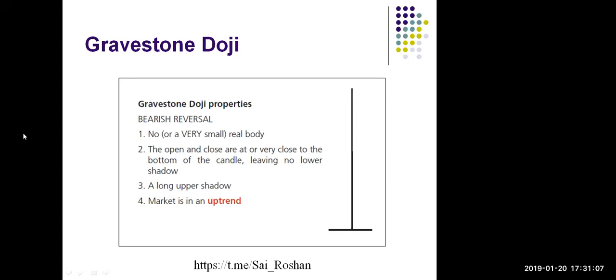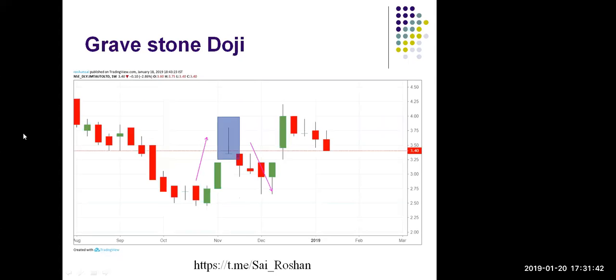The closing price and the opening price are all the same. So you have a shooting star, and when the real body is not there, you get a doji. That's all, as simple as that. It has no or a very small real body, the open or close are very close to the bottom of the candle, leaving no lower shadow. There is no wick at all, and it has a long upper shadow. If you are able to see it in an uptrending market, it indicates bearish reversal.